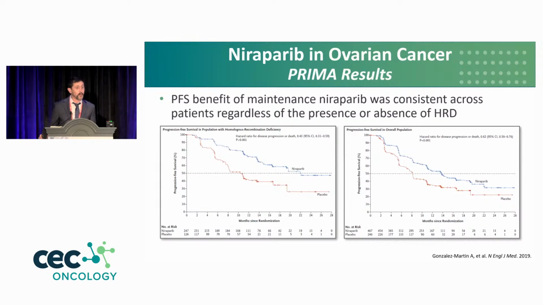On to niraparib from the PRIMA study results. Again, PFS as a primary endpoint showed benefit to the maintenance niraparib, consistent across patients. And importantly, this was regardless of the presence or absence of homologous recombination deficiency in platinum-sensitive patients. So on the left is the group with HRD, and on the right is the overall population.